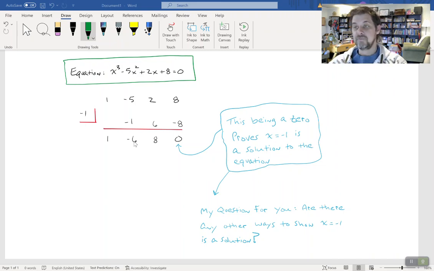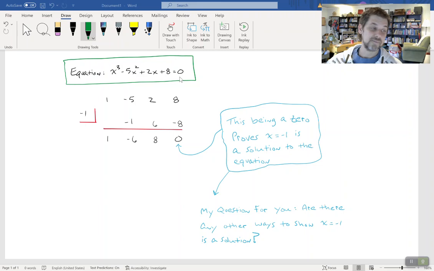Now, my question for you is, are there any other ways to show that -1 is a solution to this equation? All right. I mean, perhaps you don't have to use synthetic division. Like maybe you thought -1 was one of the answers and you wanted some other way to show real quick, besides having to write out synthetic division. How could you do that? What is another way that you can demonstrate that -1 is a solution to this equation?